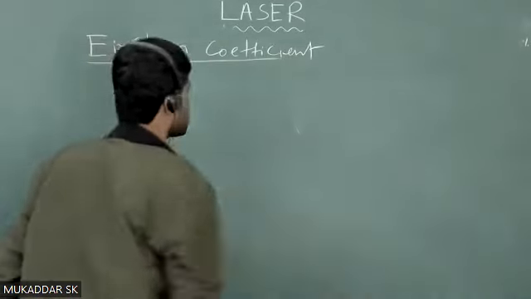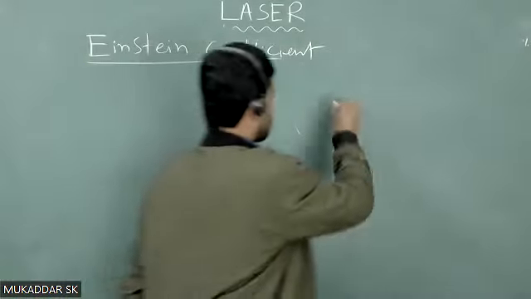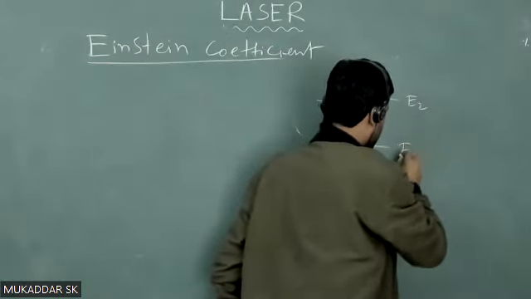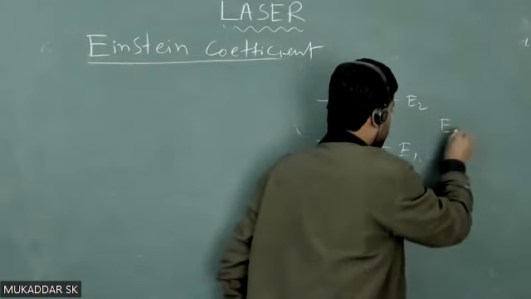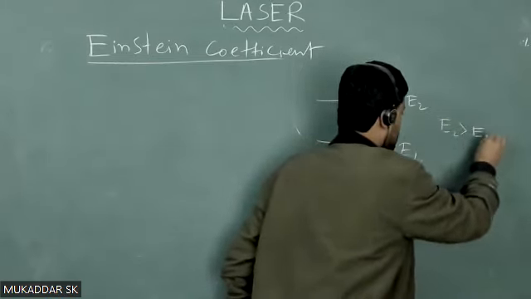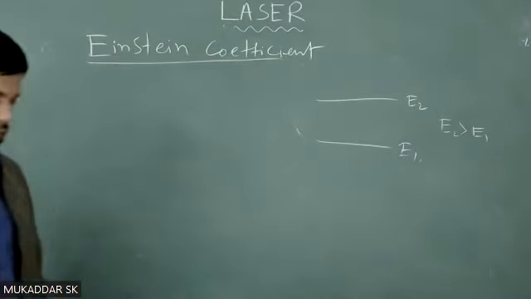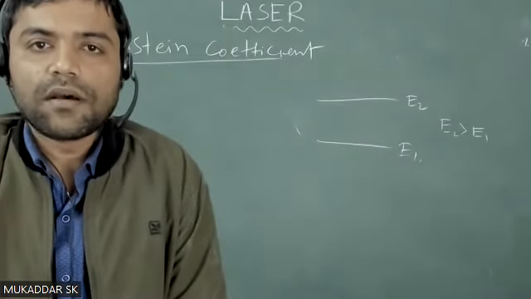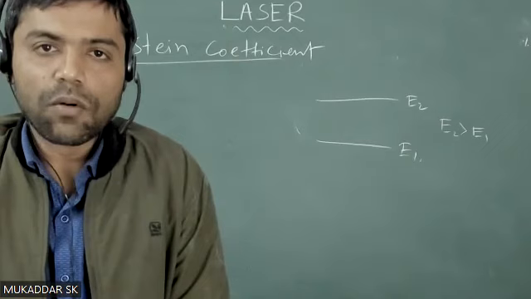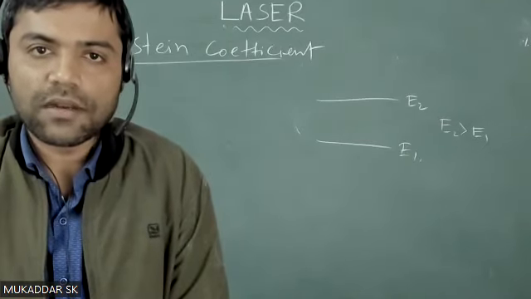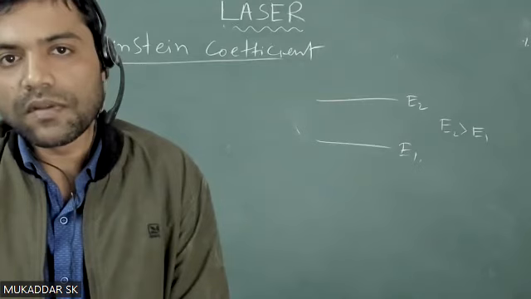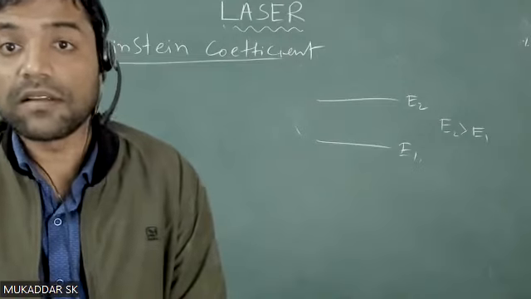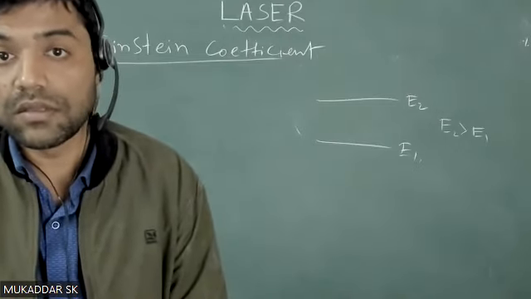Okay, to discuss this, we need to draw the same level again. You have two levels, E2 and E1, and E2 is greater than E1. The Einstein coefficient is very significant, as it will tell you what type of material is suitable to produce laser light. So basically, the Einstein coefficient will help you select the type of material for production of laser light. That we'll see at the end.